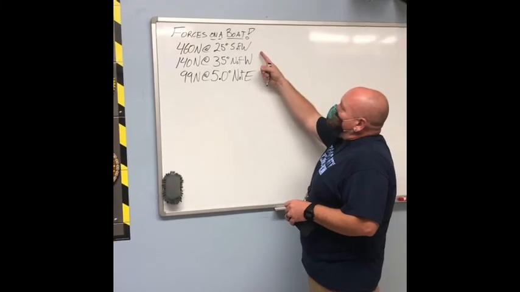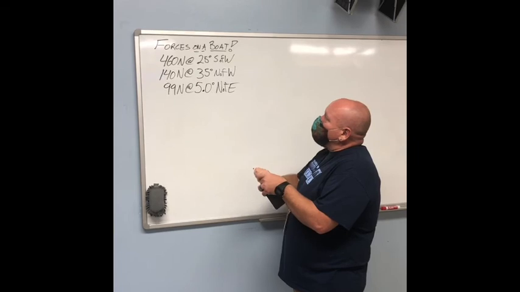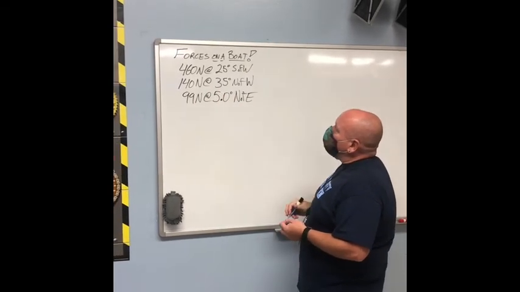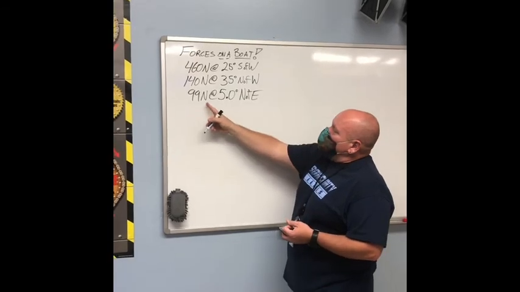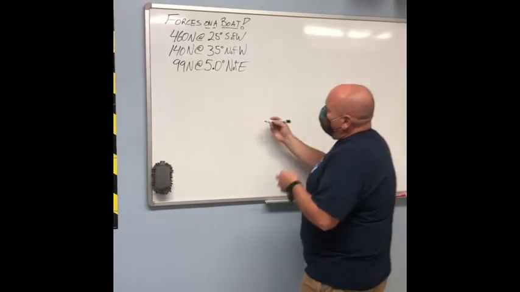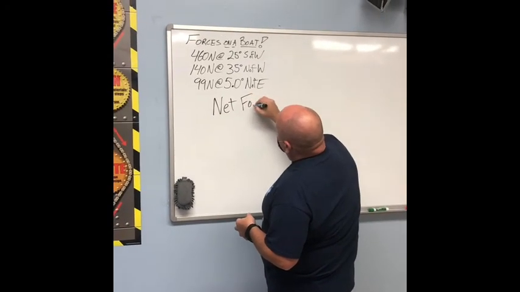Three forces acting on a boat: 460 newtons at 25 degrees south of west, 140 newtons at 35 degrees north of west, and then 99 newtons at 5 degrees north of east. And what we want to know is what is the net force.